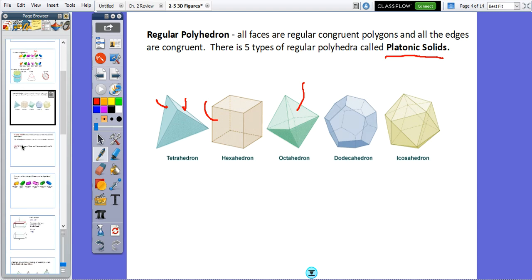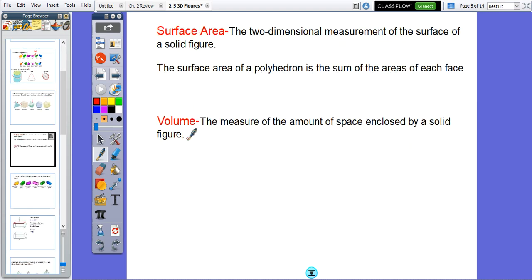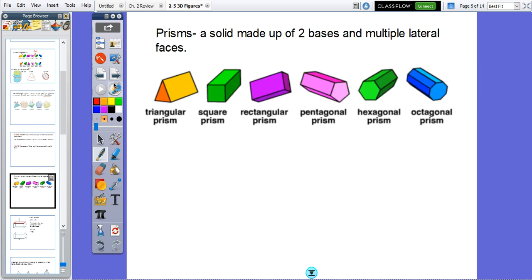The majority of today's lesson, we're going to be talking about surface area and volume. Surface area is the amount of surface on the outside of our shape, versus volume, which is the amount of space on the inside. We'll start with our prism, which is the first one we're going to talk about.